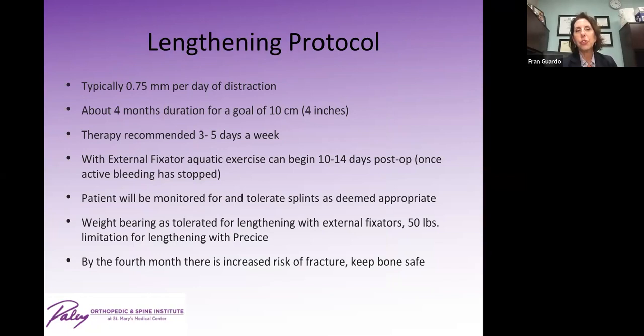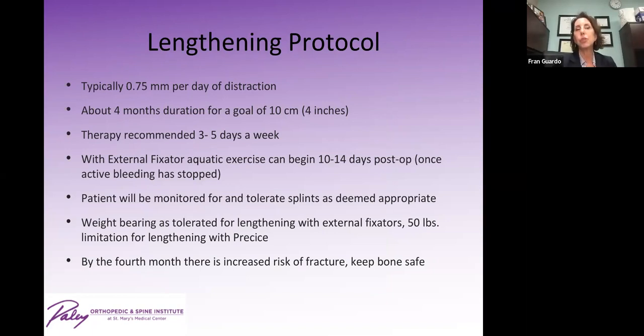With the upper extremity humeral lengthening, it's typically 0.75 millimeters of distraction per day. Typically, we also don't begin that distraction until 1 week post-op. The distraction goes on for about 4 months. Please be aware that if the patient begins to get tight and lose range of motion, they may slow that down. So it may go down to 0.5 millimeters per day.